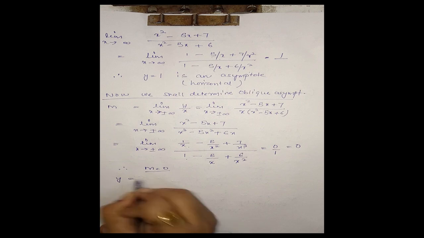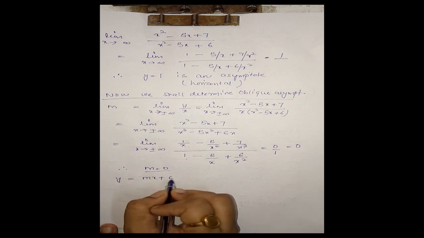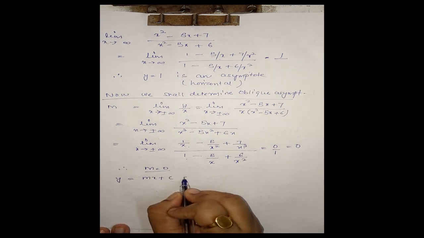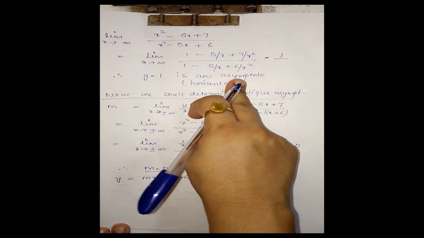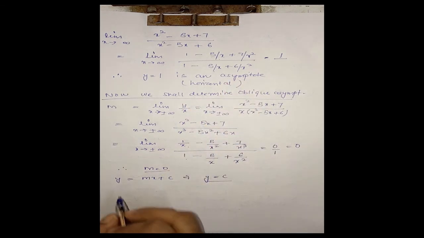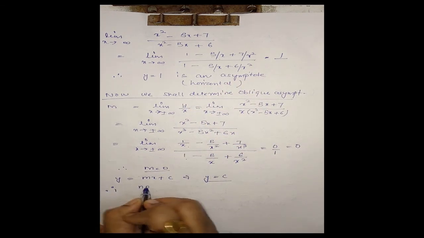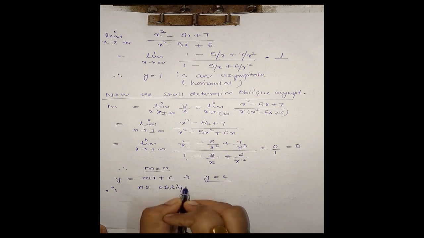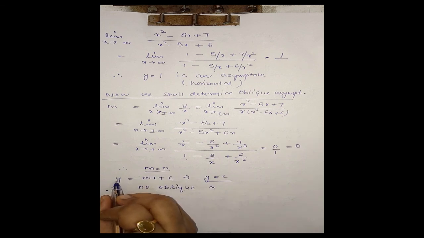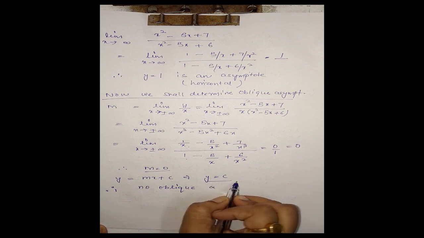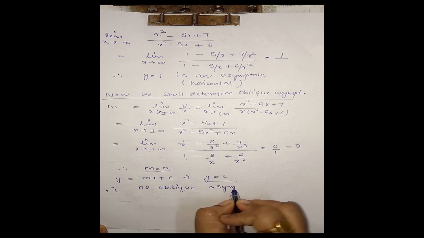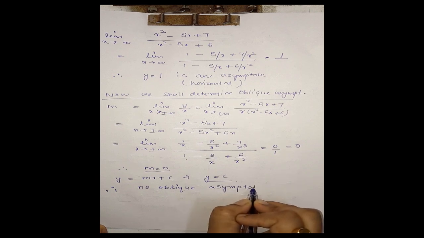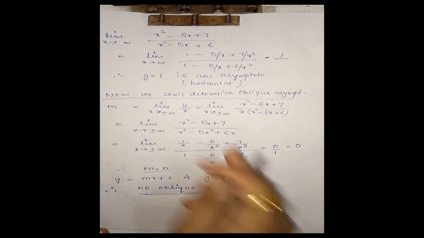Now if I take m to be 0 in y is equal to mx plus c, then this will be of the form y is equal to c. That means I get a horizontal asymptote. Okay, therefore no oblique asymptote. Since m is 0, my asymptote will be of the form y is equal to c, like this, y is equal to 1. Therefore, no oblique asymptote for this curve. Okay. No oblique asymptotes, and vertical and horizontal we have already determined.